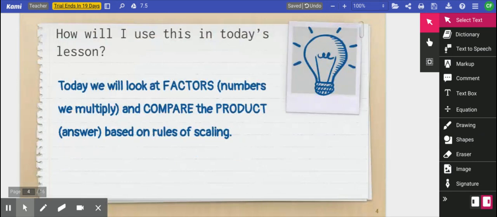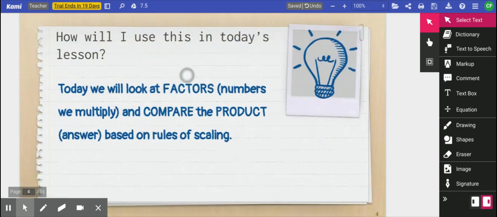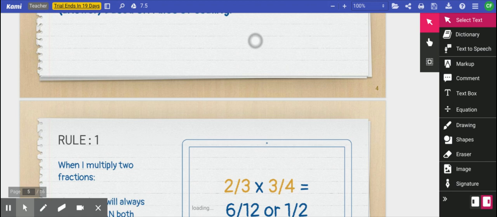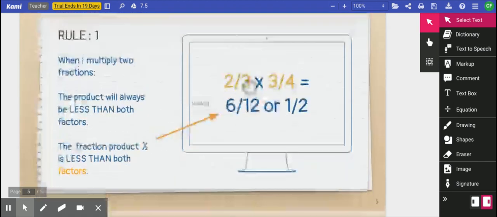So how will I use this in today's lesson? Today we're going to look at factors, which are the numbers that we multiply, and we're going to compare them to our product based on some rules of scaling. We're basically going to be looking at our factors and guessing what our answer is going to be based on some rules. So here's rule number 1.